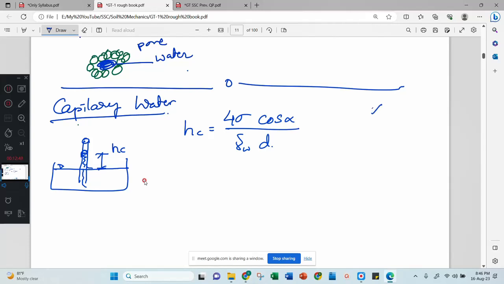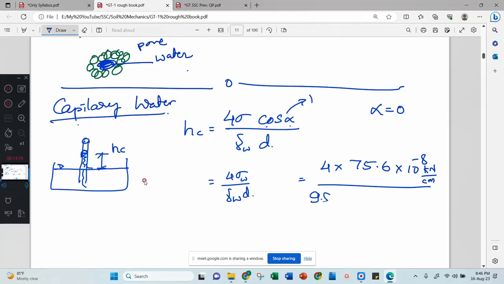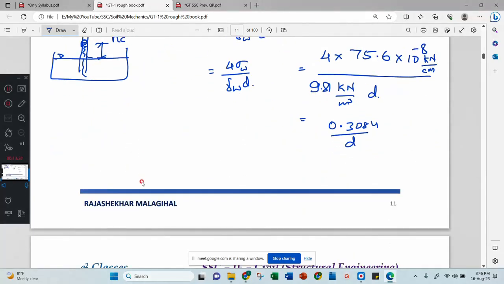But specially alpha equals 0 for water, therefore cos 0 is equal to 1. Then you will get the equation 4 sigma divided by gamma w into d. Surface tension for water is always a constant, which you can note down as 75.6 into 10 raised to minus 8 kilonewton per centimeter. Water density is also known to us, 9.81 kilonewton per meter cube. Then D will be left. If you solve this, you will get 0.3084 by D. This much only you have to remember in soil mechanics.